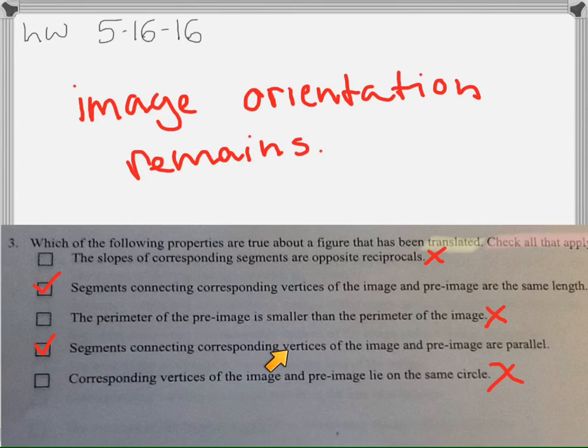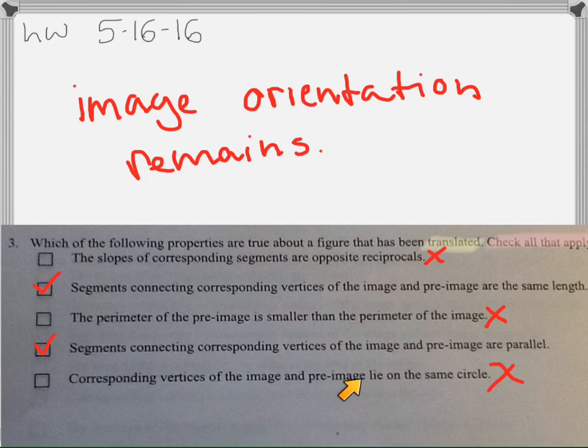Segments connecting corresponding vertices of the image and the pre-image are parallel. This is true because the measure of the angles remain the same between the pre-image and the image, meaning the lines would remain parallel.